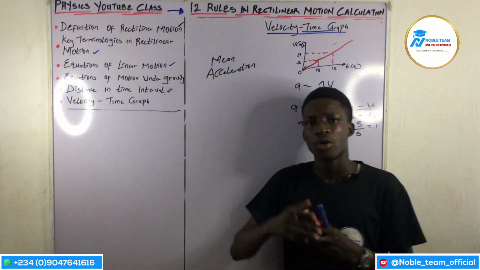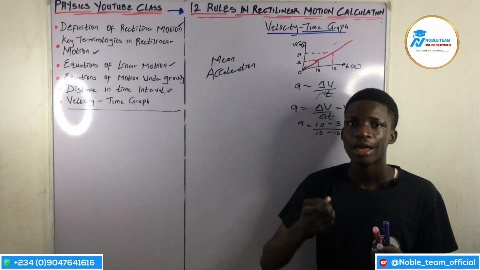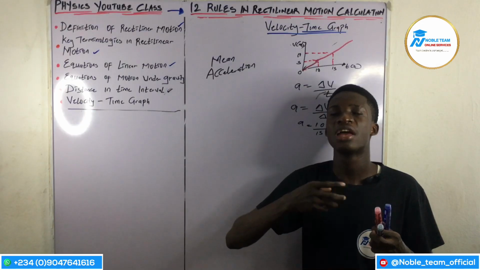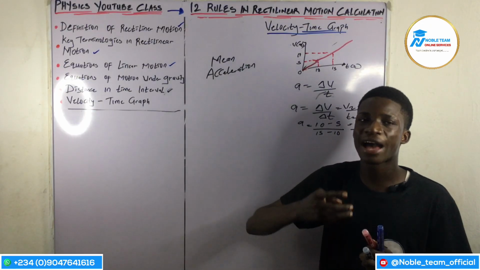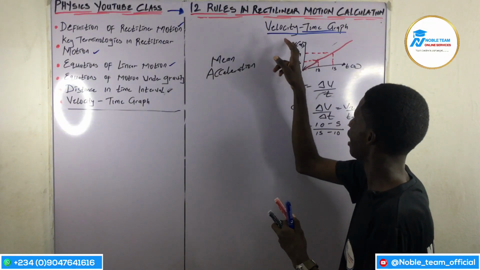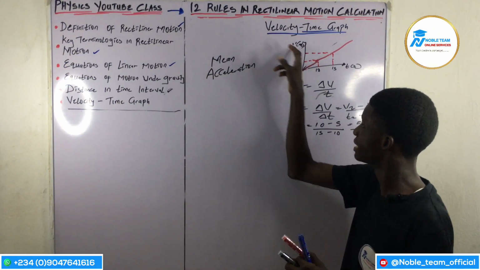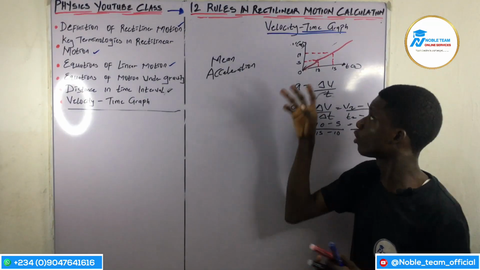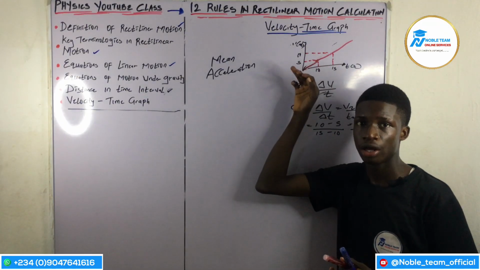Rule 11 says that when you are solving, or when you are using a VT graph and you have it plotted v against t, remember this is the Y axis and this is the X axis. And you have this kind of VT graph.